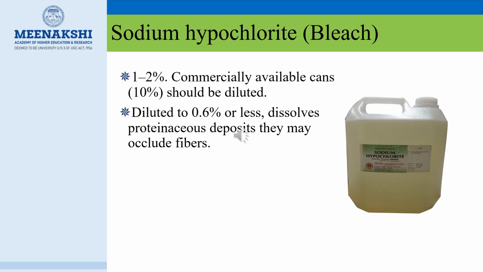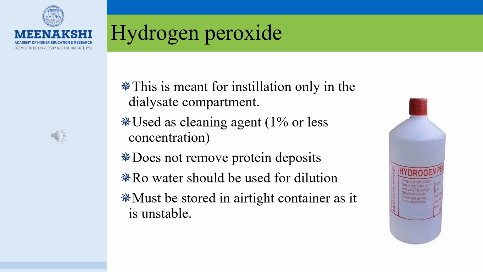Chemicals used in dialyzer reprocessing, one of which is sodium hypochlorite bleach. The sodium hypochlorite is diluted to 0.6% or less. That dissolves the proteinaceous deposit that might occlude the fiber. Hydrogen peroxide is used as a cleaning agent. It should be installed only in the dialysate compartment, not the blood compartment, because it might damage the membrane. It does not remove any protein deposits. It should be stored in an airtight container.